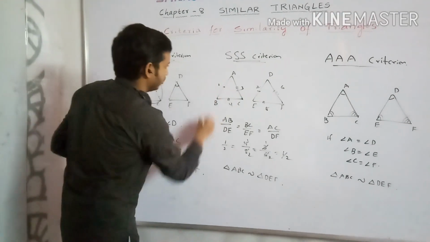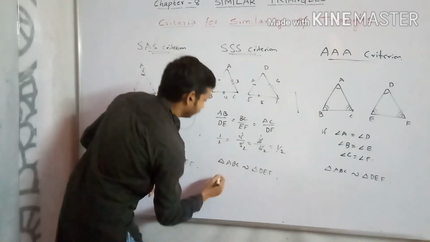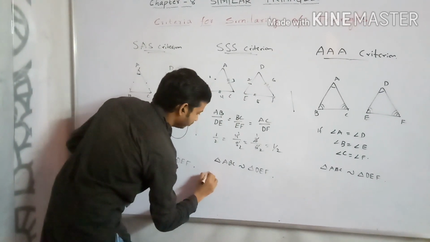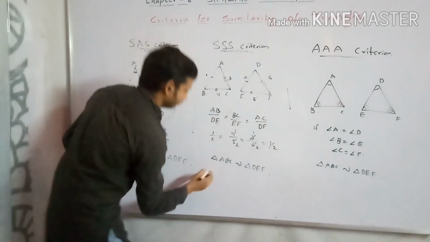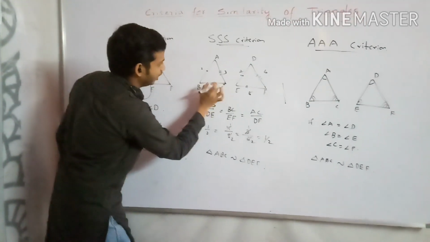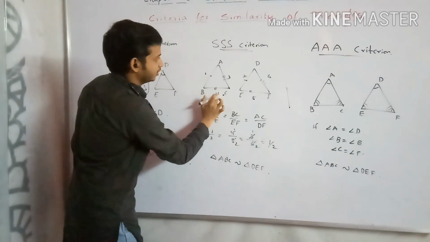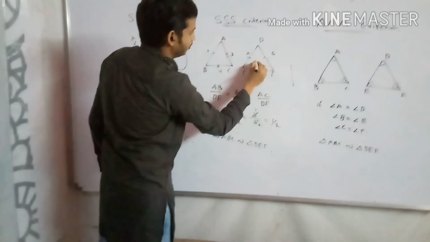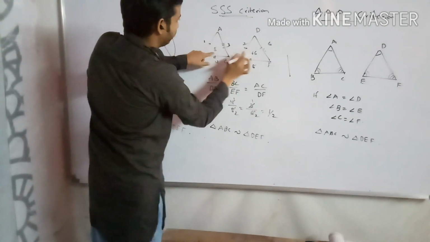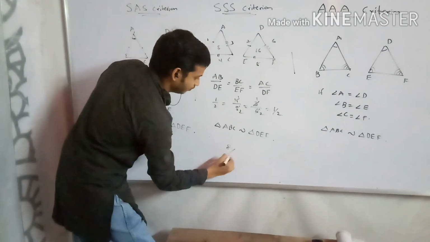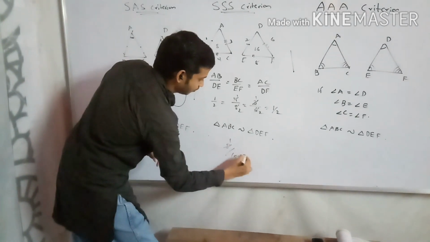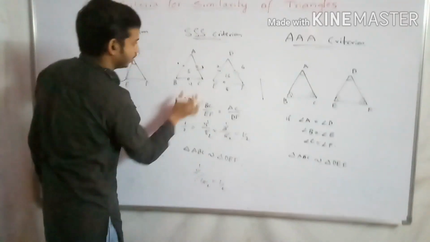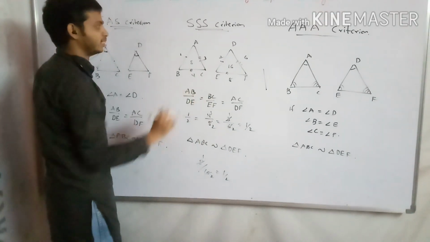Next topic: if we consider the perimeter of two similar triangles, the ratio of the perimeters of two similar triangles is equal to the ratio of their sides. Look at this: the perimeter of triangle ABC is 3 plus 1 plus 4, that means 8. The perimeter of triangle DEF is 8 plus 2 plus 6, that means 16. So 8 by 16 gives 1 by 2, which is equal to the ratio of sides. So the ratio of perimeters of two similar triangles is always equal to the ratio of their sides.